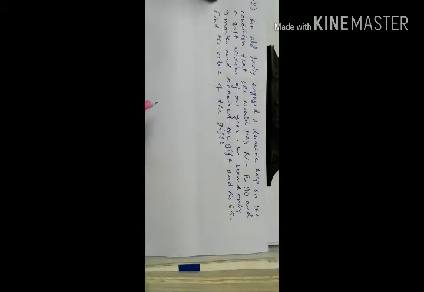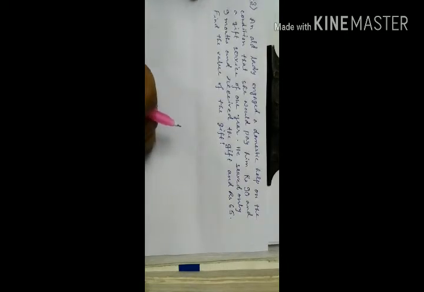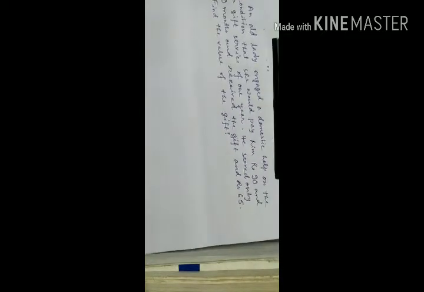The next question says that an old lady engaged a domestic help on the condition that she would pay him rupees 90 and a gift for service of 1 year, and he served only 9 months and received the gift and rupees 65. Then find the value of the gift. So this type of question is different from other types of questions. In this type, you first have to understand the question very well, and then you have to use this method.